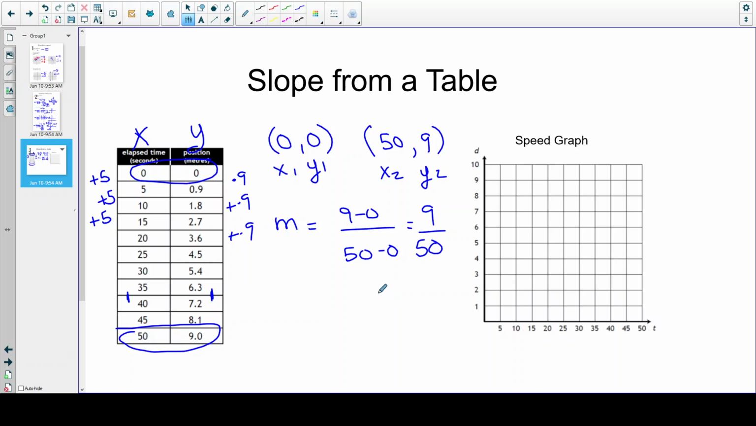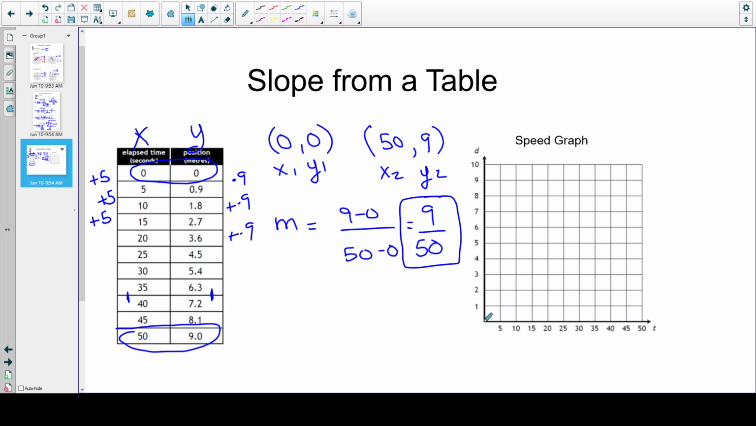And if I reduce that, that would be the same as 0.9 over 5. Divide top and bottom by 10, we get 0.9 over 5. So we don't like to use decimals if we can help it in our slope calculations. We usually like to have whole numbers. So when we start creating equations in our next unit, you guys will be able to use whole number slopes as opposed to decimals or decimal and fractional slopes.